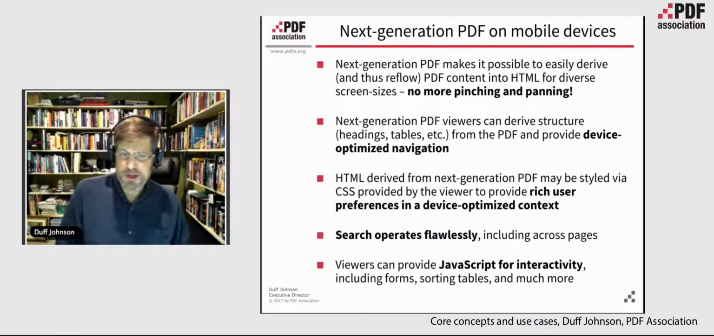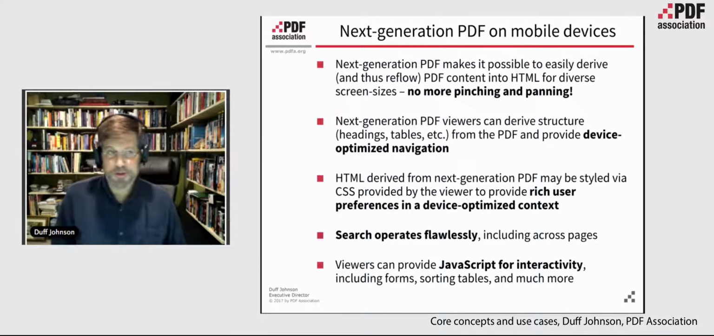So HTML can be styled by CSS to provide rich user preferences in their preferred, device-optimized context. Search should work in a next generation PDF as well as it works in any HTML page. There'd be no more excuse, so to speak, for that. Those page breaks, those content stream breaks or differences from logical structure, would no longer pertain to search, and you get a very rich search experience because your documents were of high quality and the semantics were included, as far as possible, in that search result.